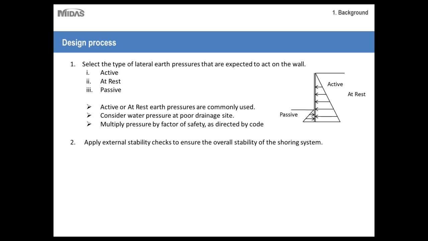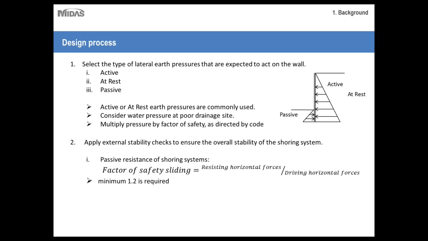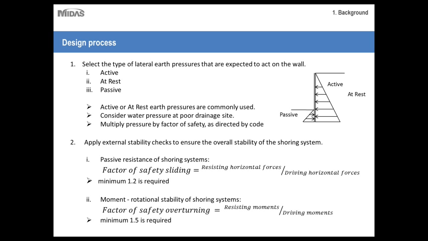Now let's move on to step 2, which is to apply external stability checks to ensure the overall stability of the shoring system. So let's see what the external stability checks are. The first one is the passive resistance of the shoring system, which is actually the factor of safety against sliding. As you can see, the empirical formula is pretty straightforward: resisting horizontal forces divided by driving horizontal forces. And the minimum factor of safety required for this stability check is 1.2.